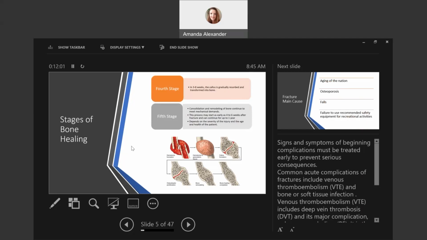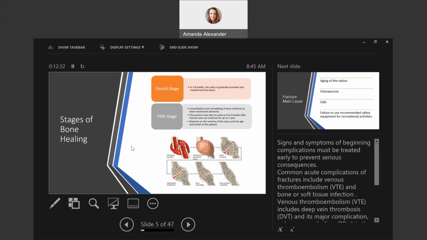The stages of bone healing: stage 4 is in week 3 to 8. The callus is gradually reabsorbed into the bone, and the healing process is almost complete at this stage. And then the 5th stage is the consolidation or remodeling. This is where the bone actually starts to resolve, the fracture resolving. It's usually about 4 to 6 weeks in.